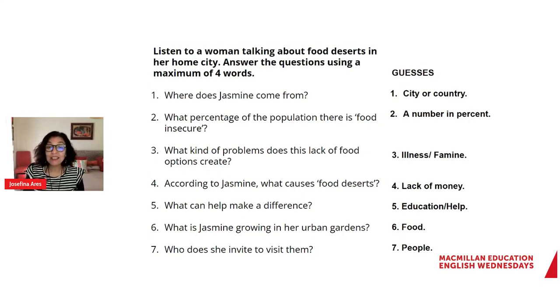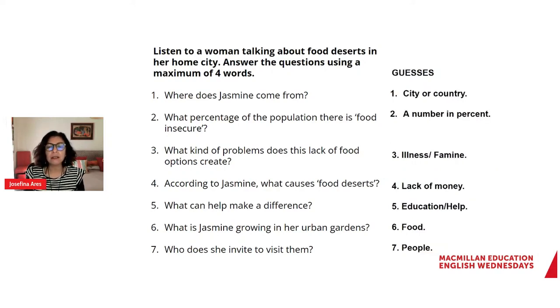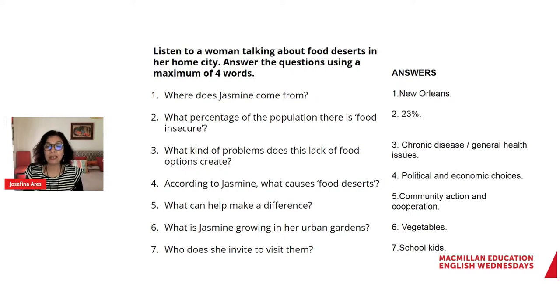The actual answers for this listening, as we're not going to do it, I'll tell you. New Orleans, 23%. Chronic disease, general health issues. Political and economic choices. What had I said? Lack of money. Okay, political and economic choices. What can help make a difference? Community action and cooperation, which is help. Vegetables, they've put for number six, and school kids, which is a group of people.